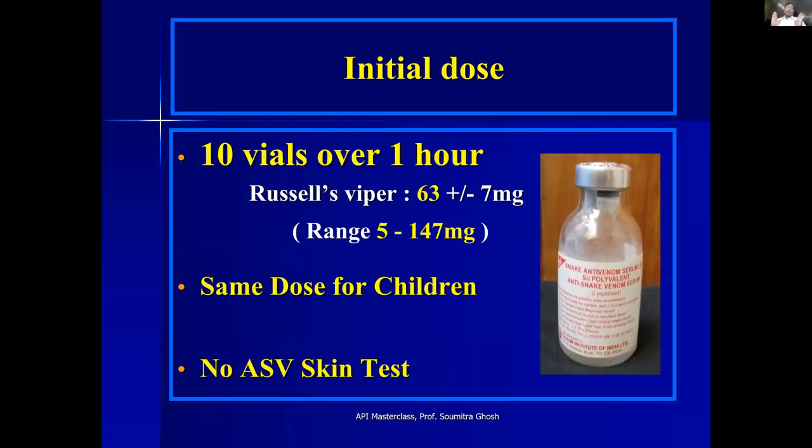So we give 10 vials in the first hour. If it is 10 vials, then it is 100 ml. And we know that Russell's Viper, which is the most venomous snake of the hemotoxic type, has a venom sac attached to its canine that can contain 63 plus or minus 7 milligram of venom usually injected, and that range can be 5 to 147 milligram. So the highest amount of venom they can contain, if they put all the venom into a single person, can be only 147. Divided by 6, it means 25 vials is hardly required. So we can think of 30 vials at maximum, which is required for a viper bite.